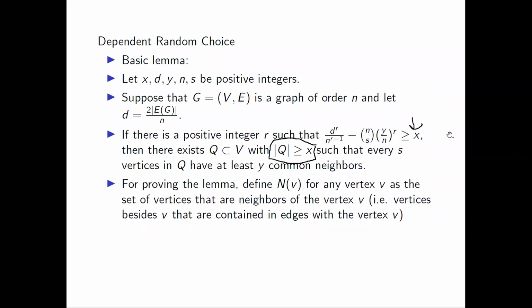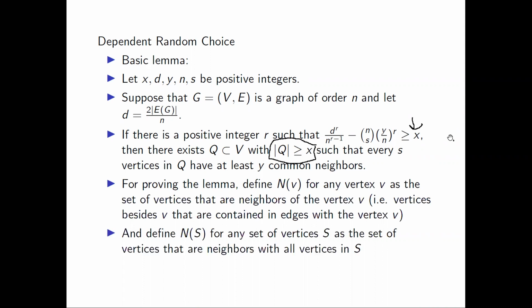In order to prove the lemma, we're going to introduce some notation. We'll define N of v for any vertex v to be the set of vertices that are neighbors of vertex v. In other words, these are the vertices that are contained in an edge with the vertex v and that are not equal to v. More generally, for any set of vertices S, we'll define N of S as the set of vertices that are neighbors with all vertices in S.